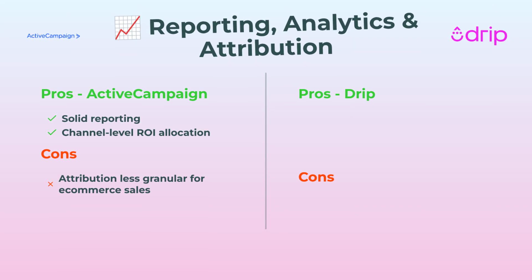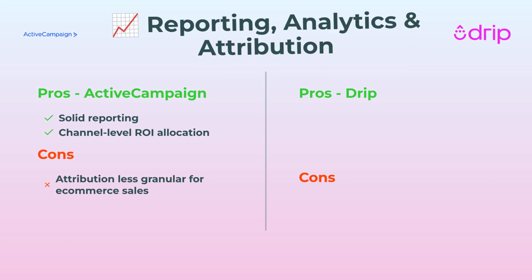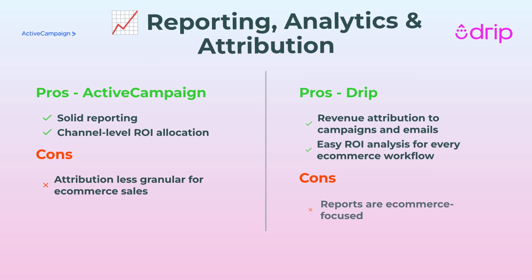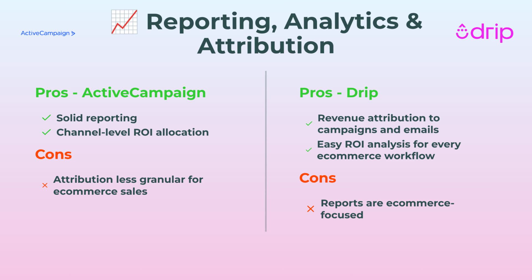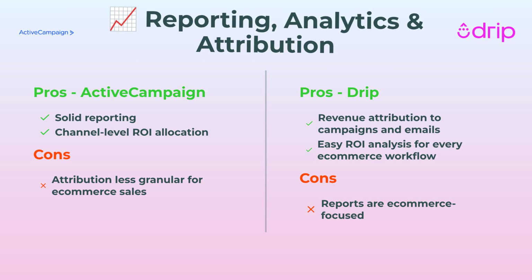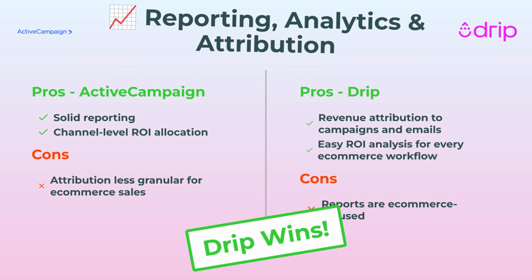ActiveCampaign's reporting is good, channel ROI allocation and all. But when it comes to tracking exact e-commerce revenue per campaign, Drip is the king. Like, you know exactly which emails made you money, which flows netted you profits. For stores, this is clutch. The only thing is, those reports are laser focused on e-commerce. So if you're not in retail, maybe less useful. Drip takes it home for analytics and reporting.